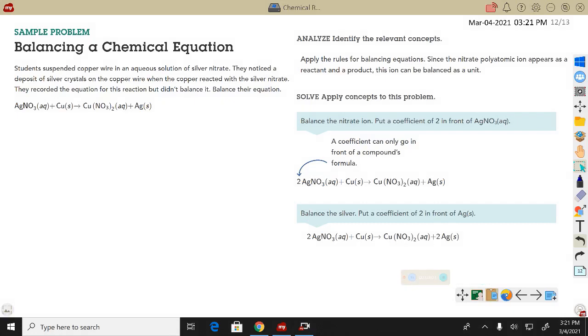Balancing chemical equations is just something that takes a lot of practice, but I guarantee you're going to dominate. Eventually, we will be masters of balancing chemical equations. And so here's an example.